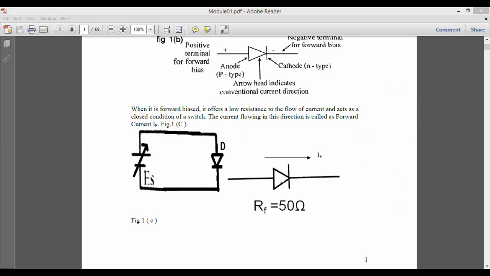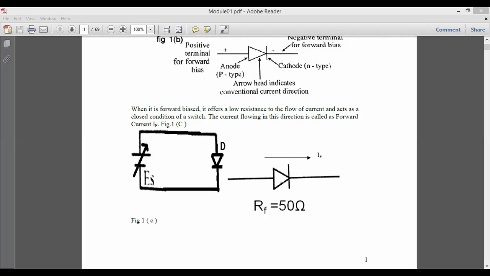Case number 2 will be considered for the reverse bias. The diode is under reverse bias only when you change the polarity of the diode, or simply change the polarity of the battery. Both possibilities are possible.